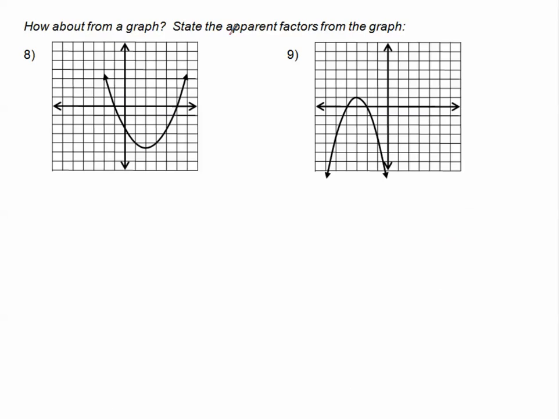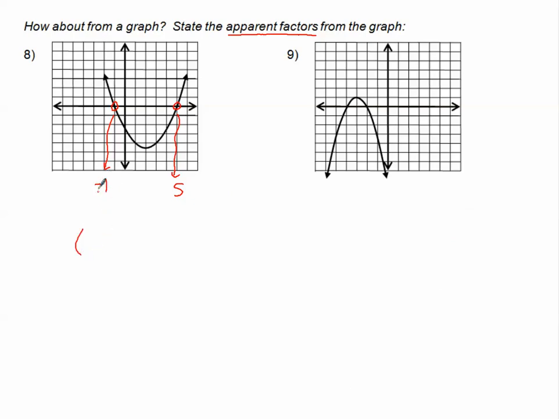The state test is going to use this word apparent. Find the apparent factors from the graph. Well, it's really easy to find the roots because there they are. This root is a -1, and this root is 1, 2, 3, 4, 5. So it's really easy to find the roots or the solutions. Can you convert them back into factored form? Well, I hope so. It's not really that difficult.